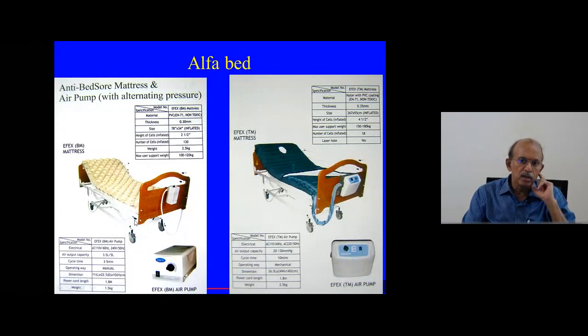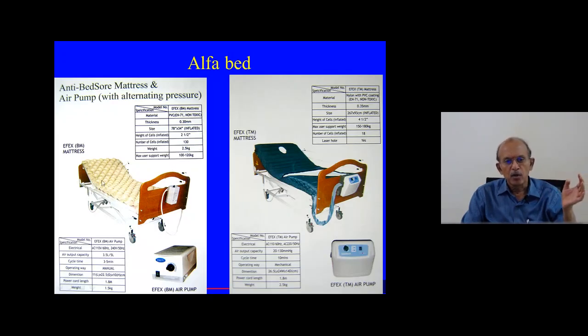This is the alpha bed. You can see here, there are hexagonal cells in the bed that are connected by a pipe. These cells have spaces filled with air. There is a motor which inflates some cells at one particular time and some other cells at some other time. You can program it: for 5 minutes, alternate cells will be swollen with air, then they get deflated, then other cells will swell. So there will be alternating pressure. So this is the bed sore mattress, air pump.